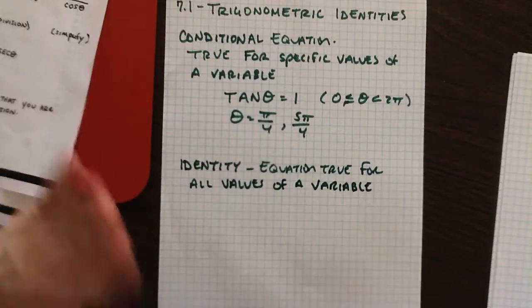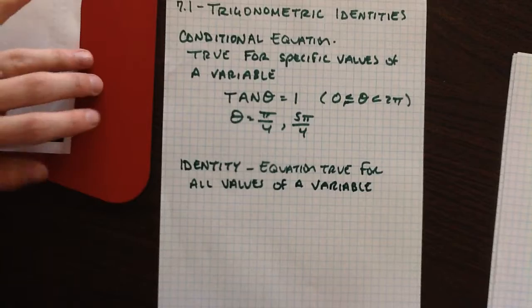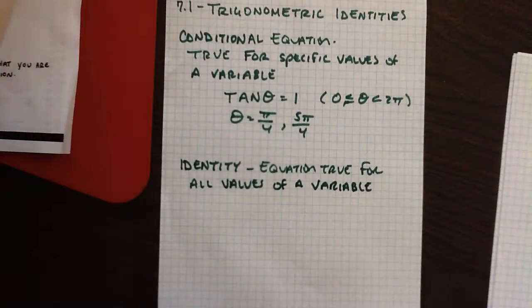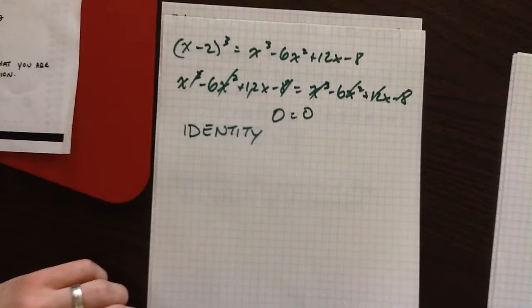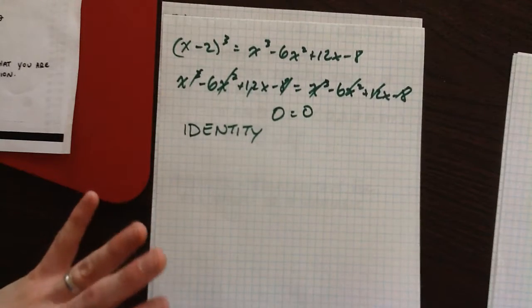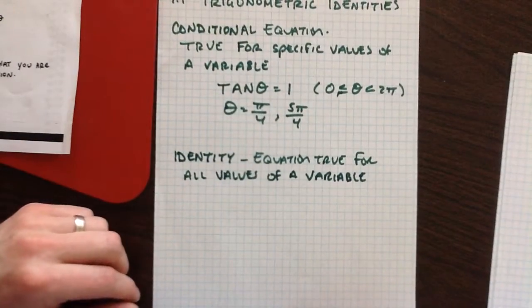It's true no matter what we plug in. That was the second one. It's always true. We could pick x is 1, x is 5, x is 27. Who cares? It's always true. We've seen statements like this so far.